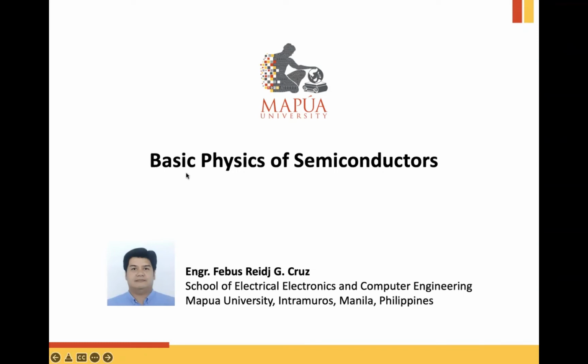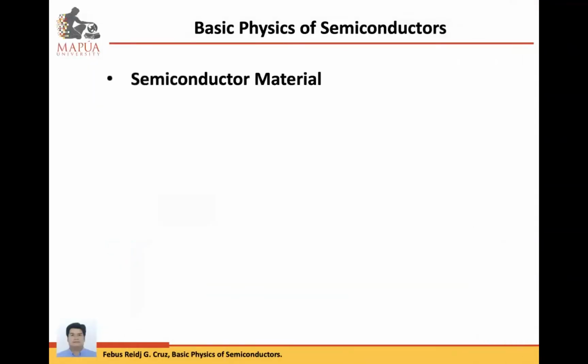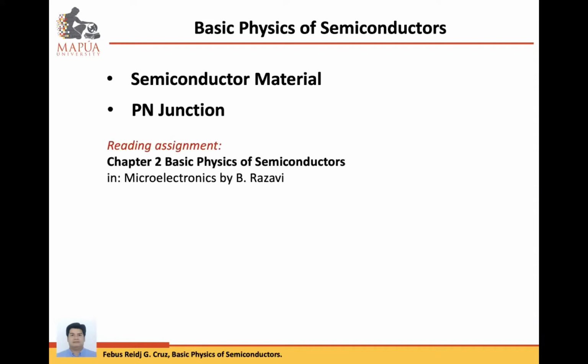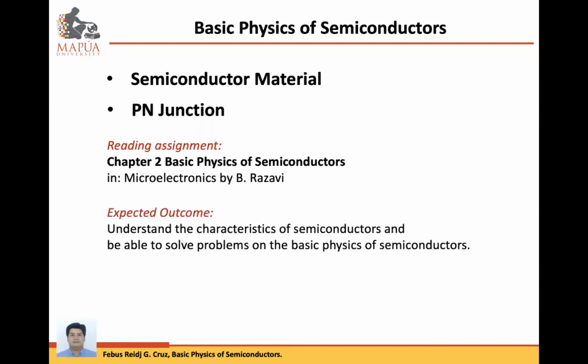Our topic for today is about basic physics of semiconductors. The topics included would be semiconductor material and p-n junction. These are the two major topics under the basic physics of semiconductors. For more details, you can read Chapter 2, Basic Physics of Semiconductors, in our textbook, Microelectronics by Professor Razavi. The expected outcome is that at the end of this topic, we must be able to understand the characteristics of semiconductors and be able to solve problems on the basic physics of semiconductors.